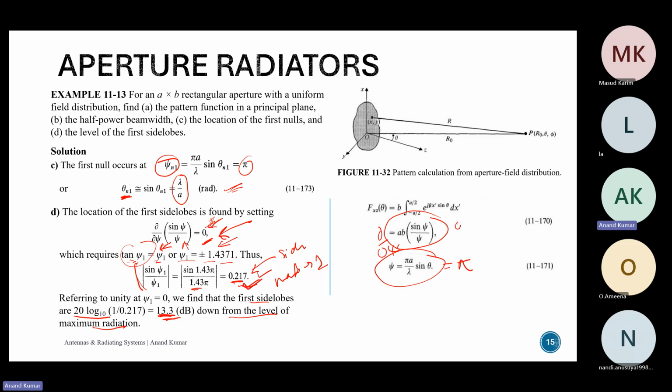Okay, so we have calculated the pattern function, the half power beam width, location of the first nulls, and level of the first side lobes. That's it. I'll pause over here now. Take questions if you have any from the example or the aperture radiators that we covered today. If not, we'll then end the class. I'll stop now over here and see if there are any questions.